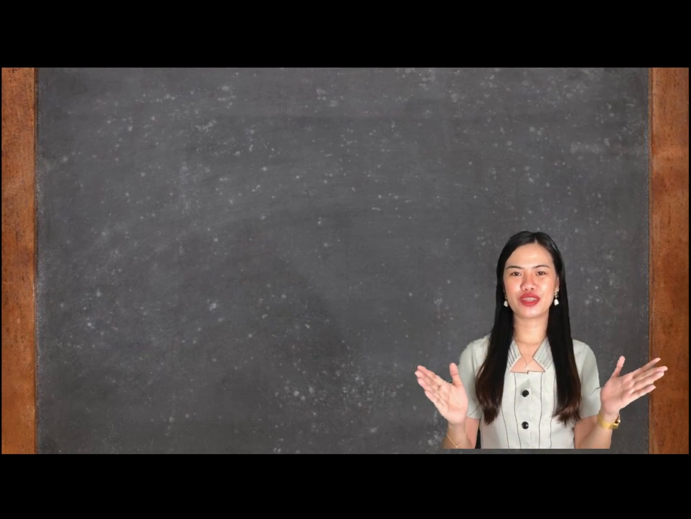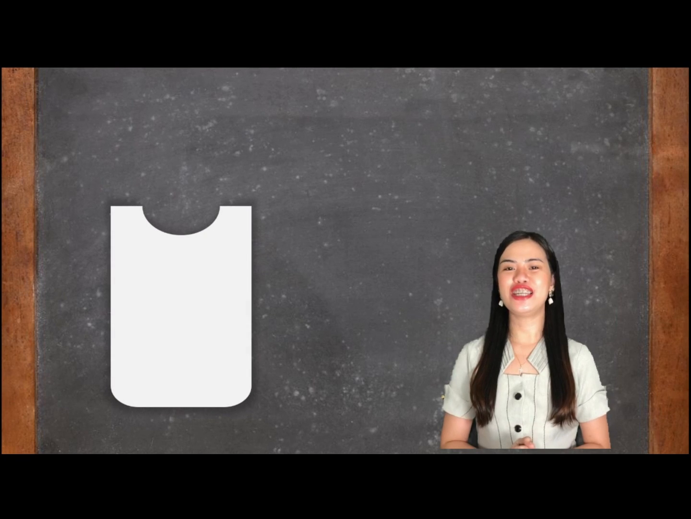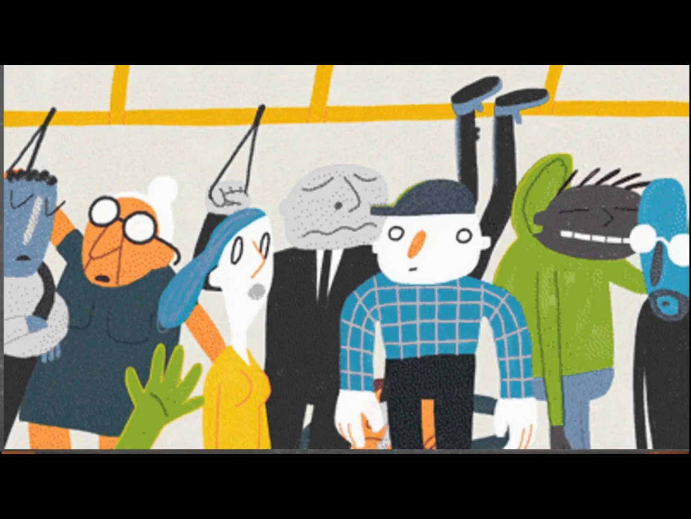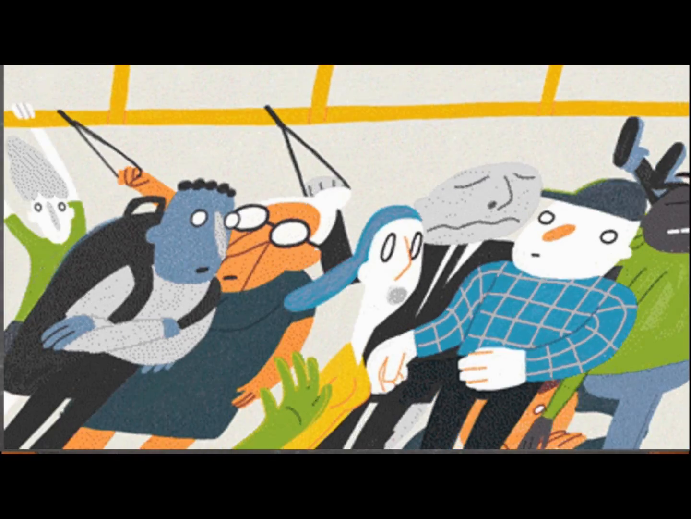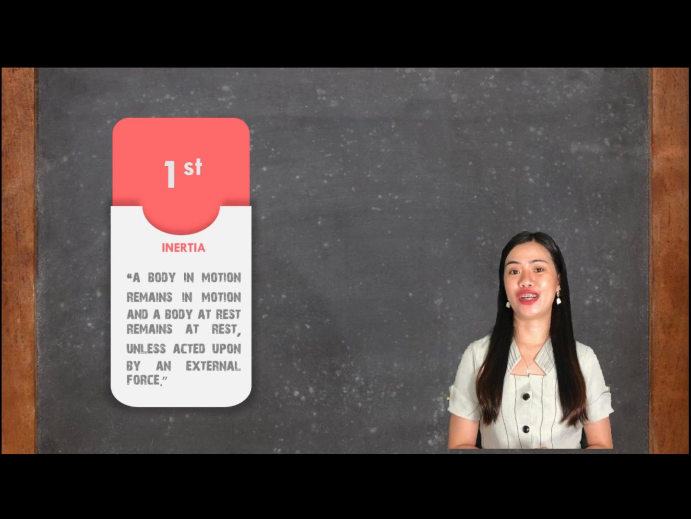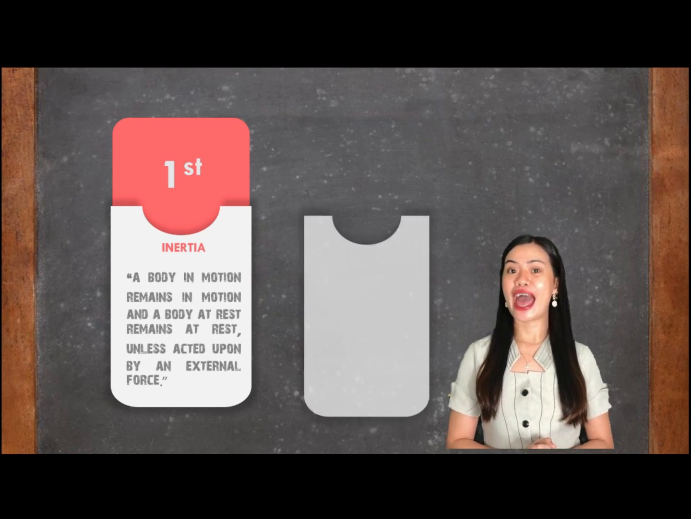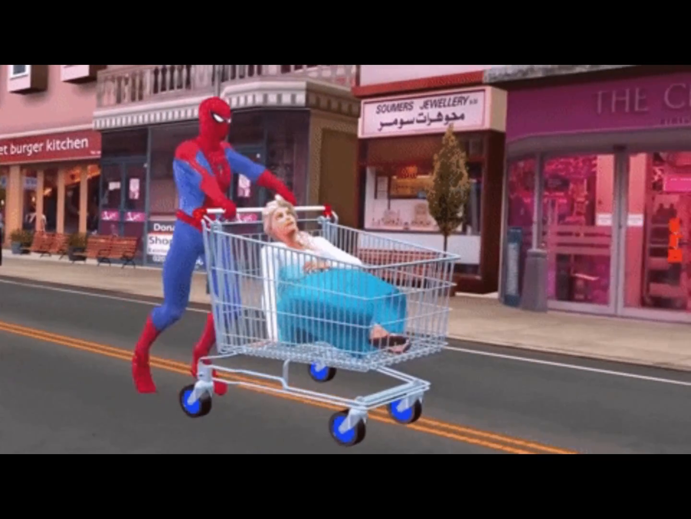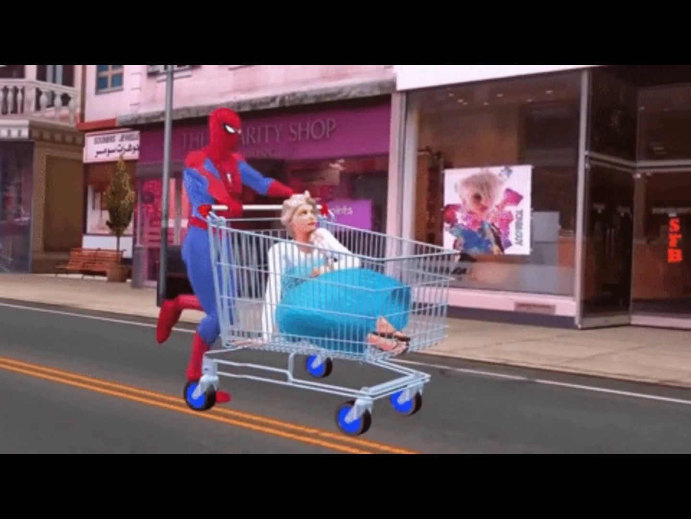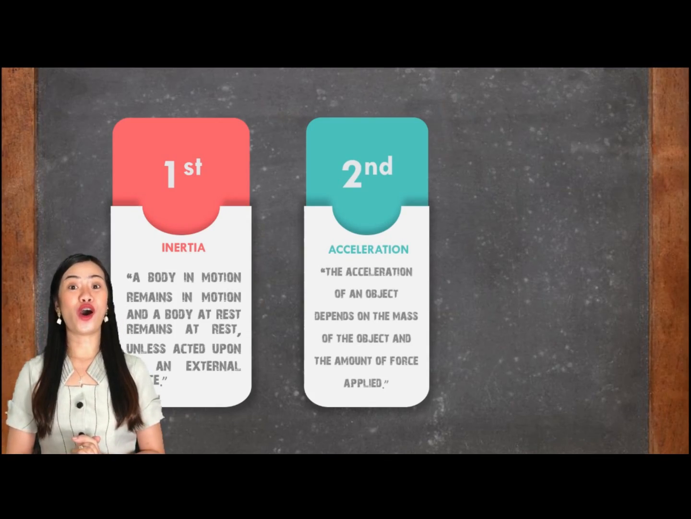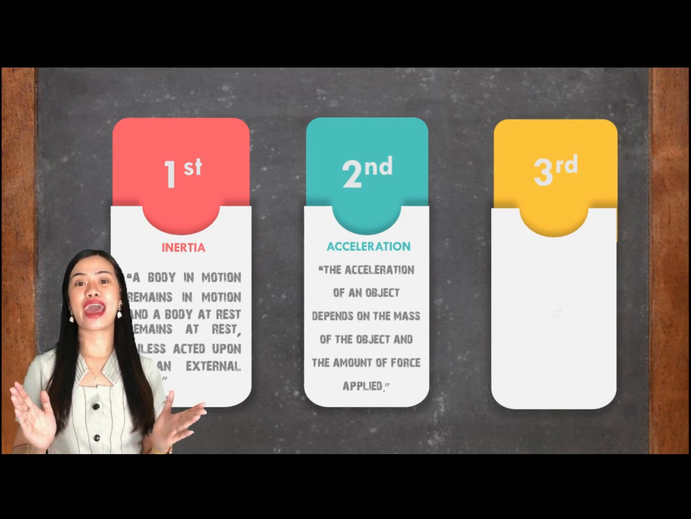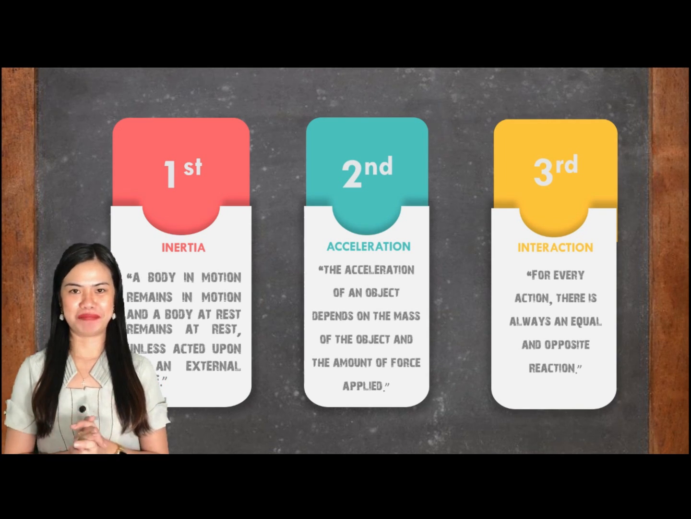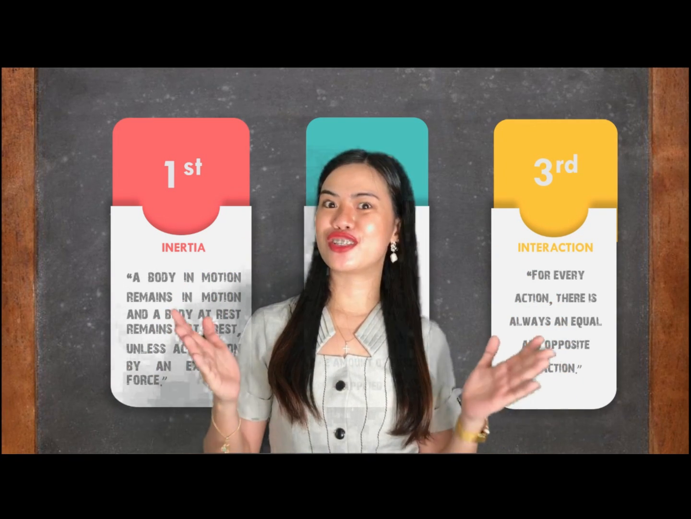Now let's sum it up. The first law of motion, the law of inertia: a body in motion remains in motion, and a body at rest remains at rest unless acted upon by an external force. The second law, the law of acceleration: the acceleration of an object depends on the mass of the object and the amount of force applied on it. And the third law, the law of action-reaction: for every action, there is an equal and opposite reaction. So that's all about the three laws of motion.